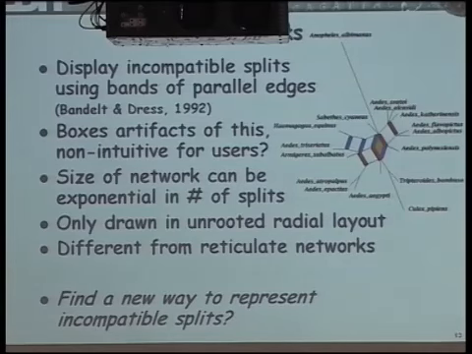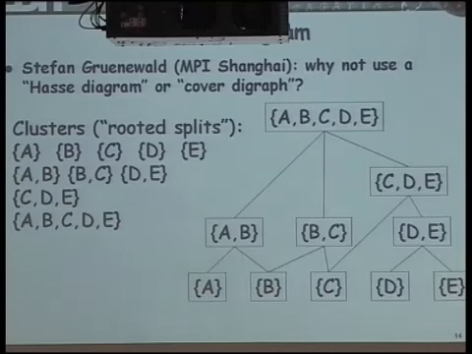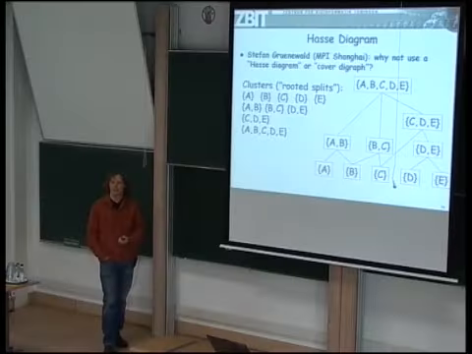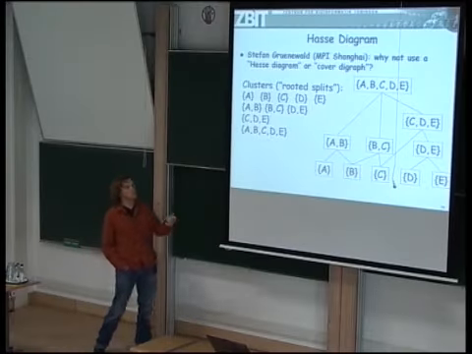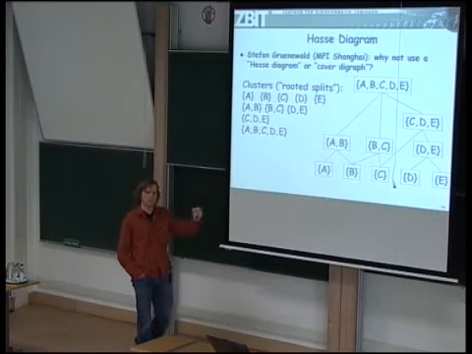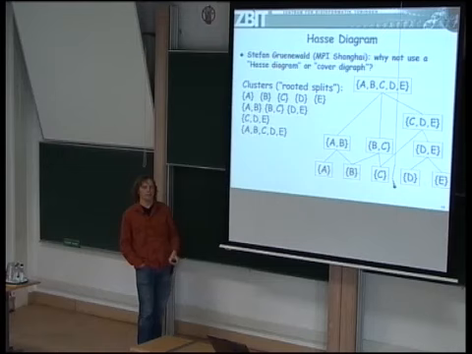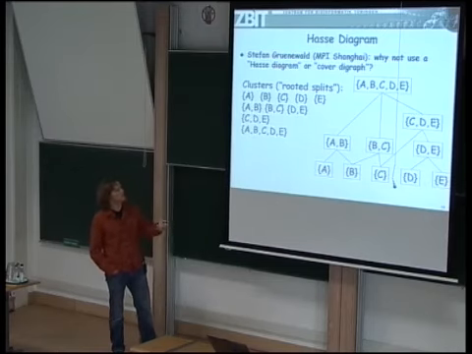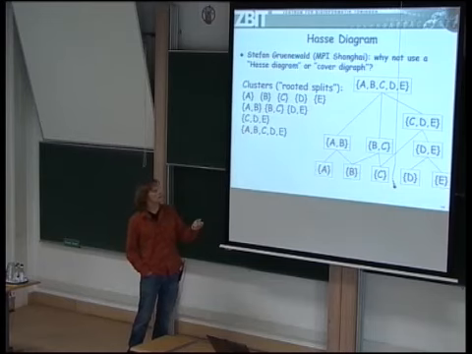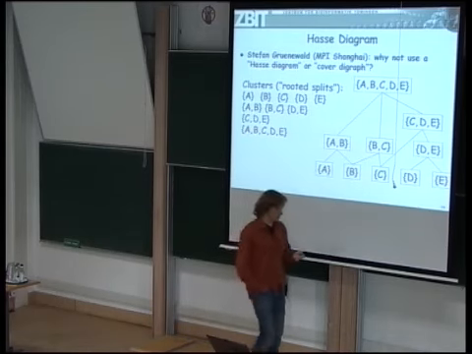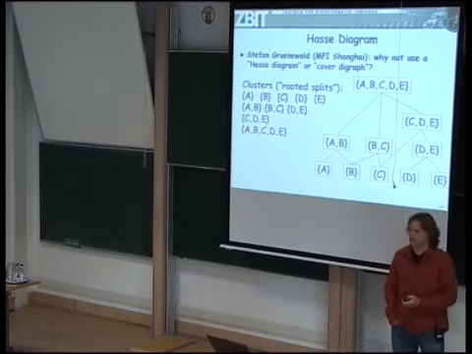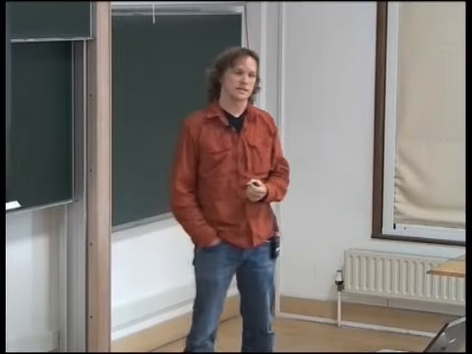So for a long time, we've been hoping to find a new way to represent incompatible splits. And then recently, I was visiting the Max Planck Institute in Shanghai, and I was talking to Stefan Grünewald, and he said to me, he doesn't see why people don't just use Hasse diagrams to represent incompatible splits. So here, you take your splits, and then you root the splits. So you choose an outgroup, and then all the split parts that don't contain the outgroup are your clusters. And in a Hasse diagram, it looks like this. You have the largest, the full taxon set up here, and then you have these subset relationships drawn in this way.